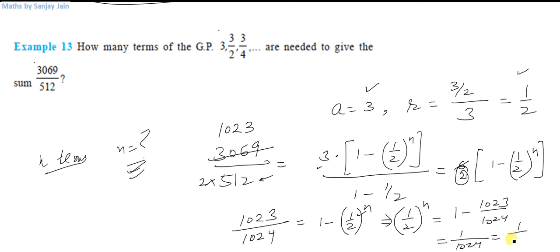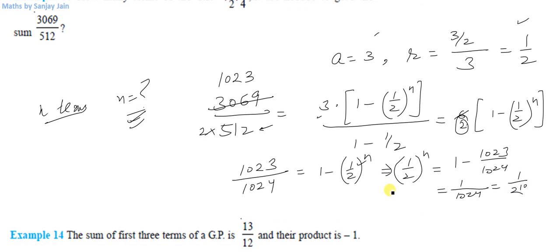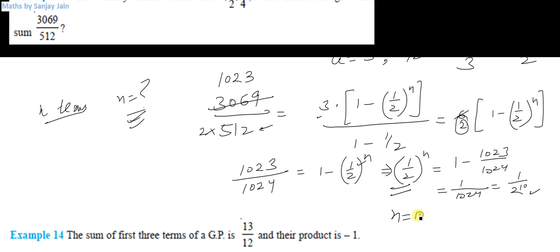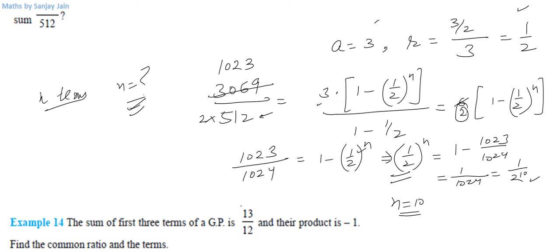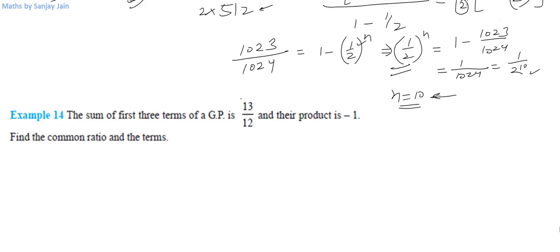We know 1024 is 2 raised to 10th power. So this is 2 raised to n, and this is 2 raised to 10. So n is equal to 10. I hope you understand this, right? So how many terms are required to give the sum 3069 by 512? 10 terms are required to give the required sum.